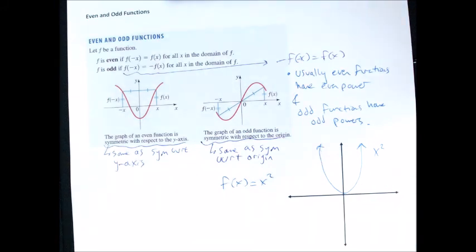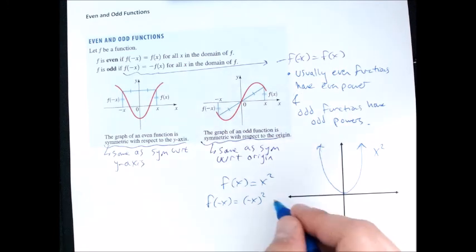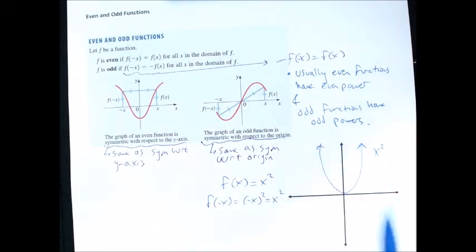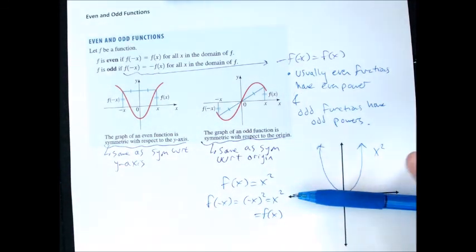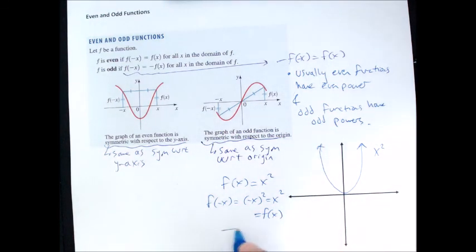And moreover, we can use this property just to check, right? If we plug in a negative x, we get negative x squared. The negatives cancel out, and we just get x squared. And so you can see that the function stayed the same. This is the original function. So when I plugged in a negative x, the function didn't change, and this implies it's an even function.